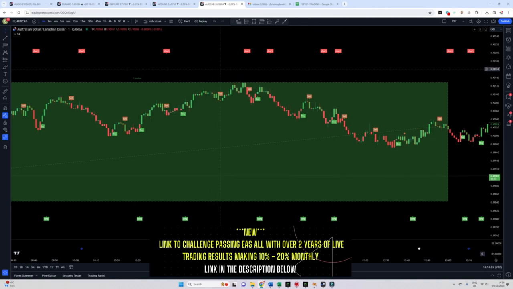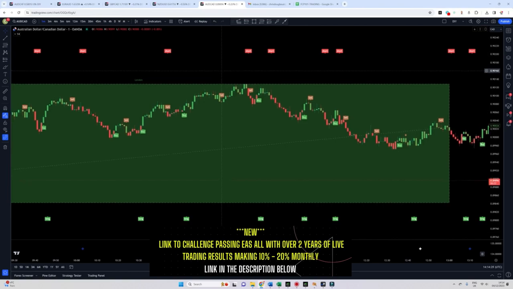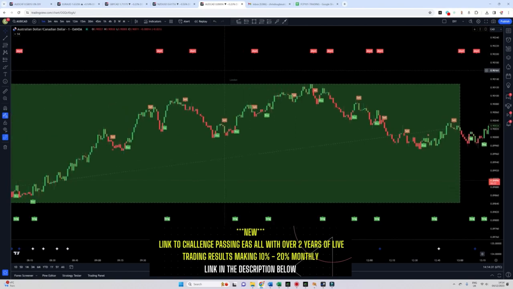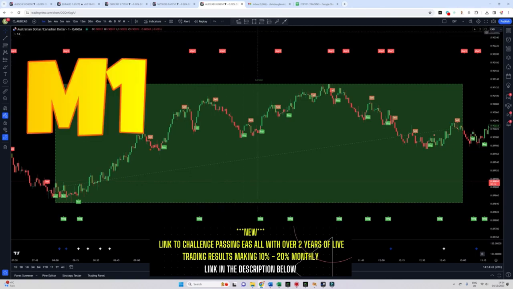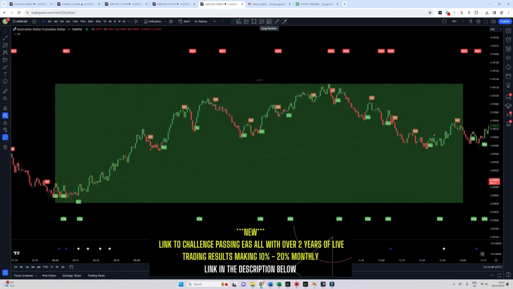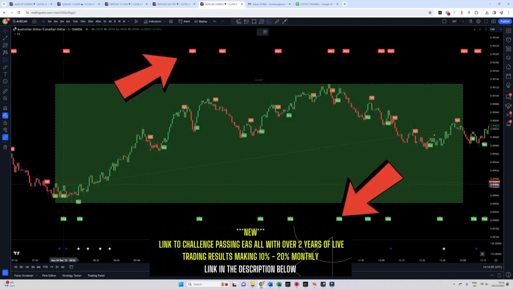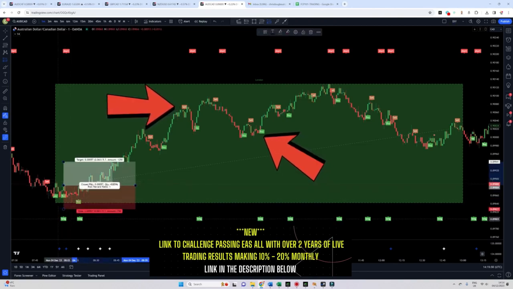And with all that said, let's get straight into what you can see on the chart. Now, what you can see is the London session is highlighted. It's targeted for the London session, but it will trade any time. And it trades on the 1 minute time frame. And you can see that I've got two sets of indicators. We've got indicators which are giving us buys and sells, which are outside of the trading range. And we've got indicators which are following the normal flow of the price action.